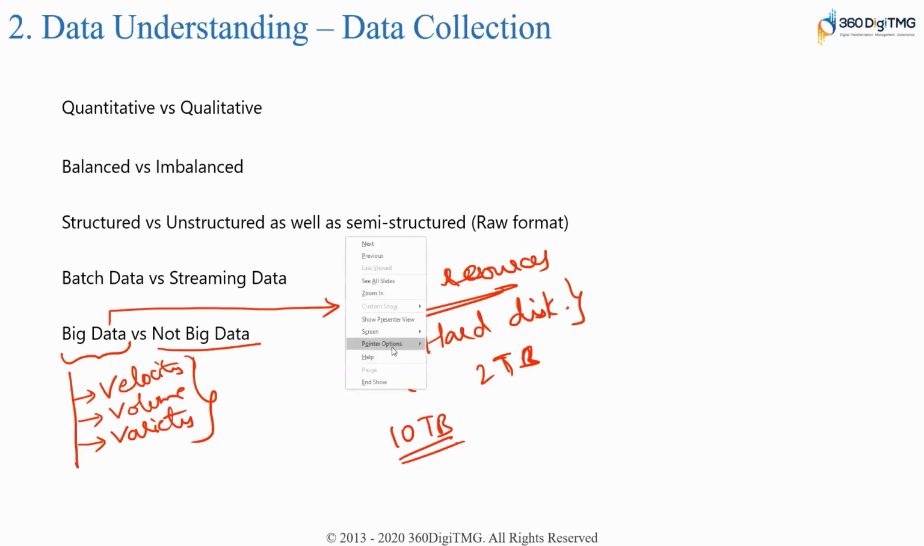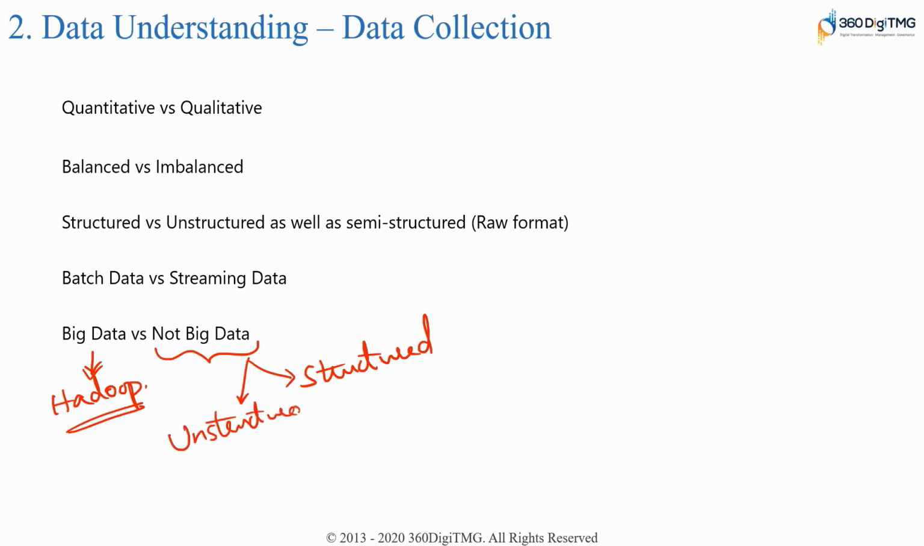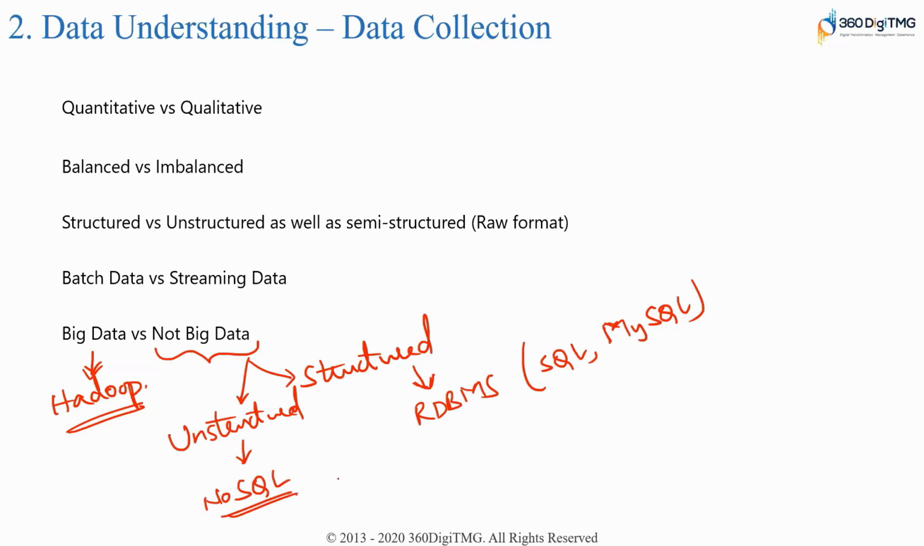Okay. And here again, if you have big data, you store it in Hadoop. If you have data which is not big, then you have to look at whether that data is structured or unstructured. If your data is structured, store it in relational database management systems like SQL, MySQL, Oracle Database, Microsoft SQL, etc. If your data is not big data, and if it is unstructured, then you store it in NoSQL databases such as Cassandra, MongoDB, HBase, etc.